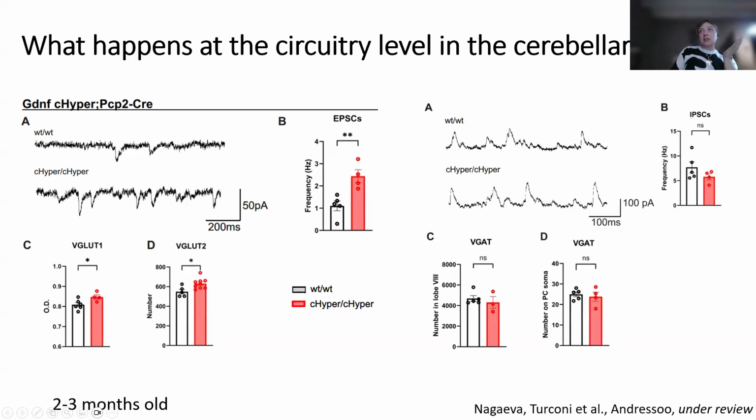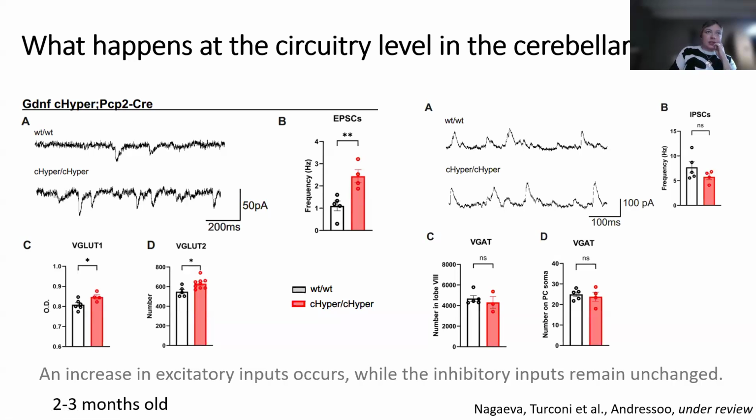And we assessed the inhibitory postsynaptic currents, and we didn't see any difference in that. It was a bit surprising because quite a lot of RET receptors are expressed in the basket cells, and we were thinking that there should be some differences, but we didn't see any. Probably some compensation happened.